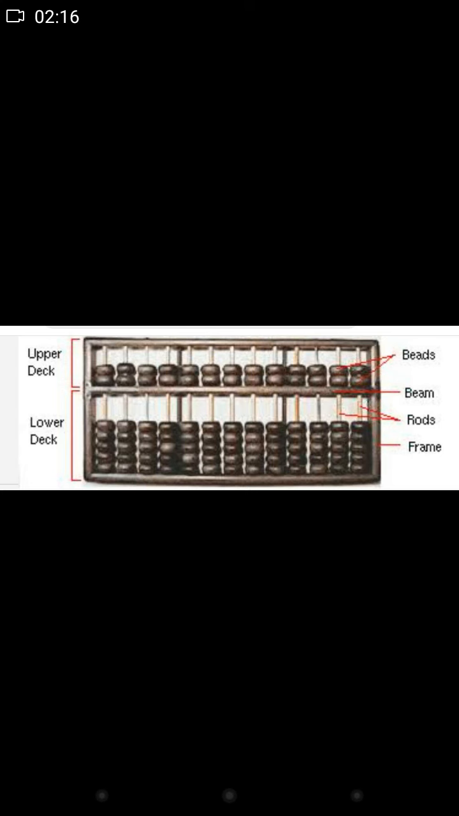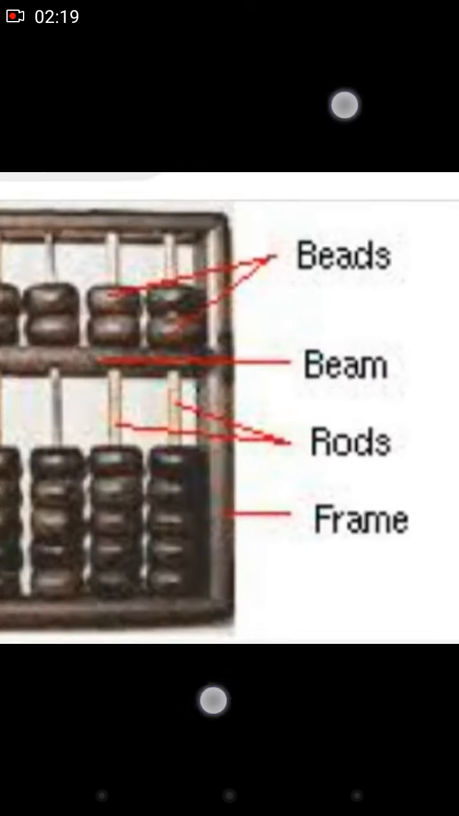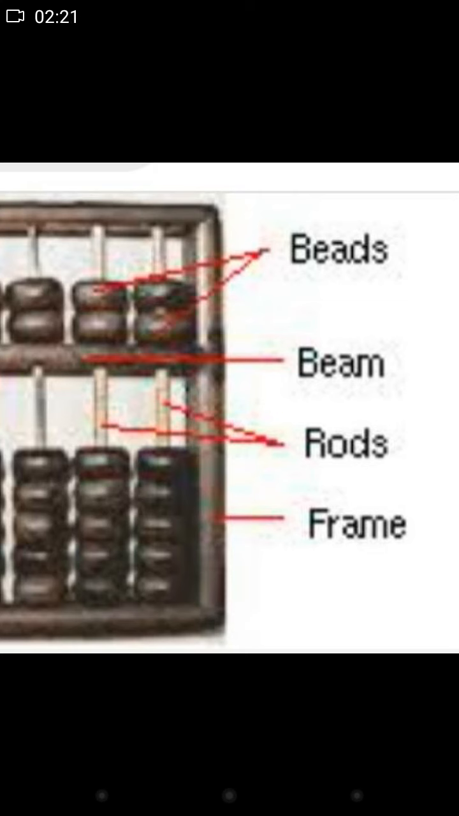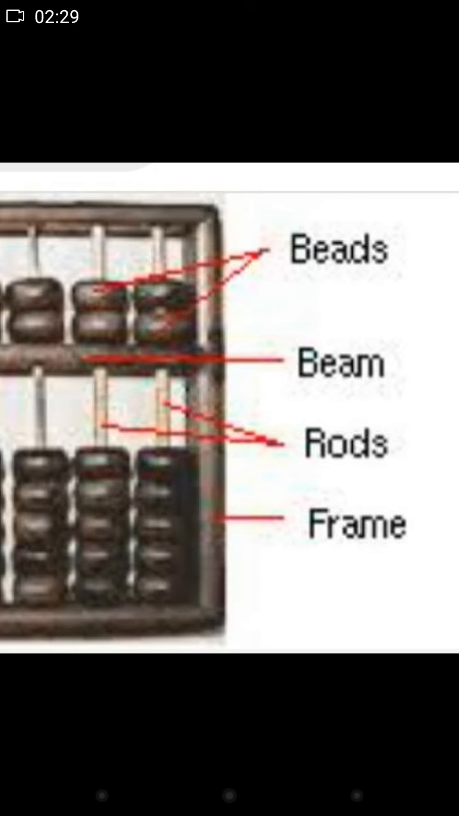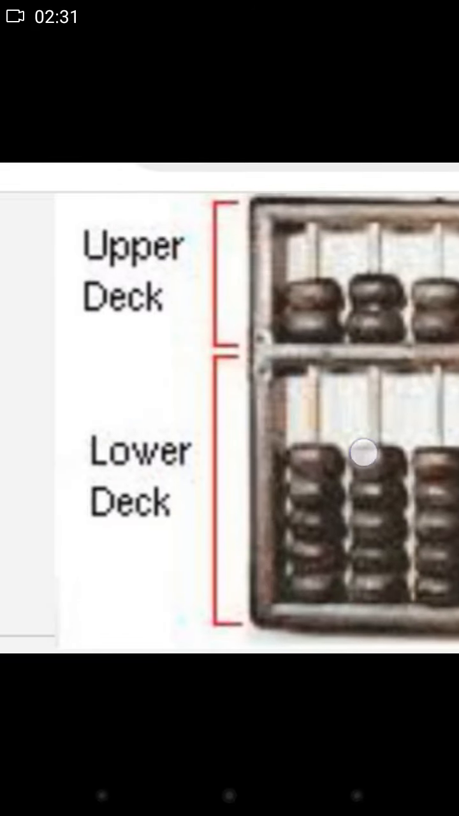These are the names of the different types of beads. Here are the beads of the upper part and the beam, the center divider, the rods which support the beads, and the frame. On the other hand, the upper deck and lower deck of the abacus.